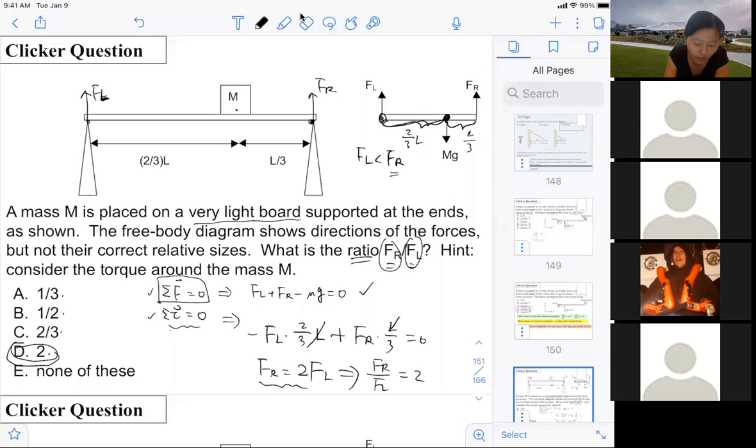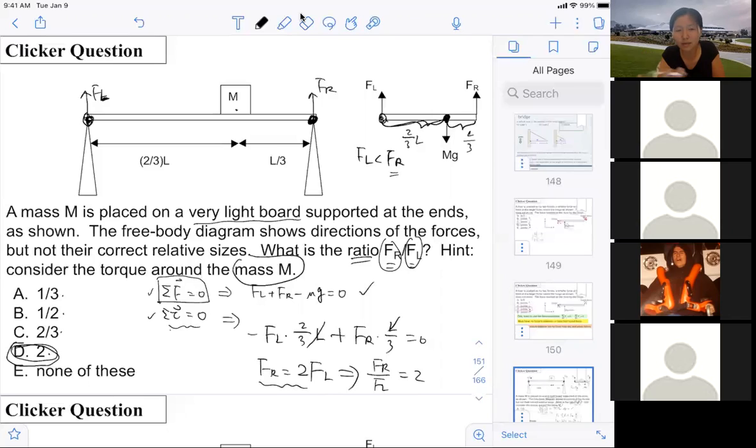So D is correct. Now, I know that sometimes this is counterintuitive, maybe not very intuitive to pick the pivot point right where the mass M is, because this is not real life. You think, okay, I'm not really rotating relative to that point, right? You might feel more natural to pick a point here or pick a point here.